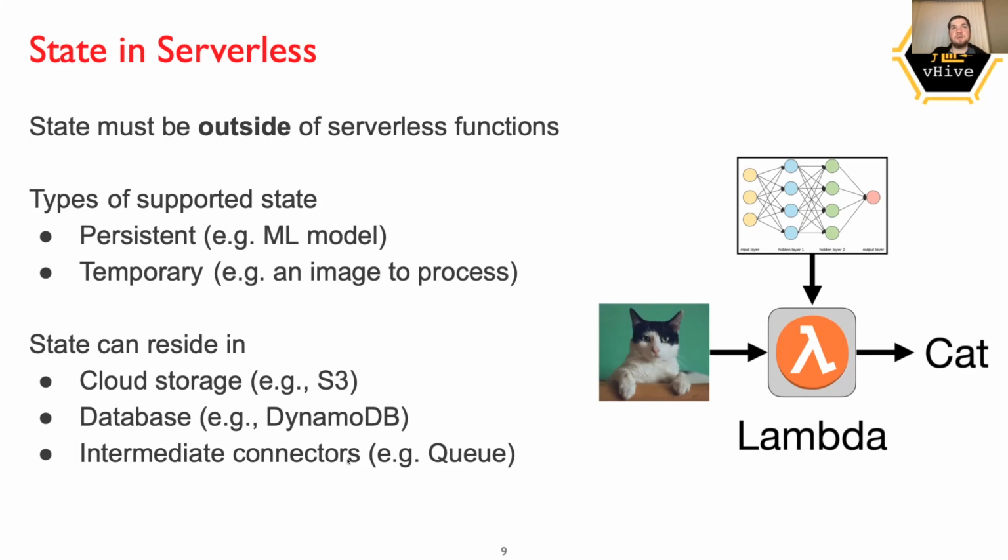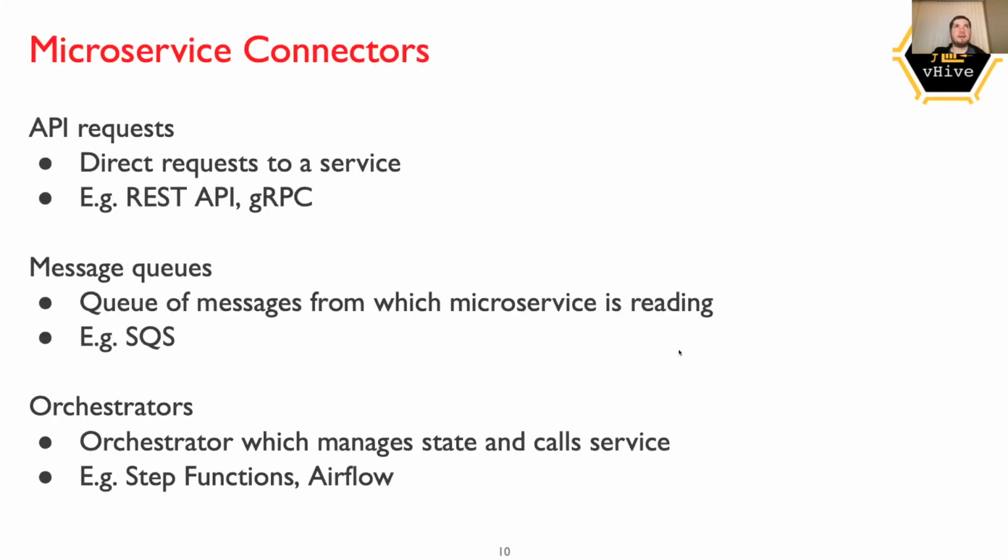Let's take a closer look at the different types of connectors, and how we can connect Lambdas together and Lambdas with other services. First option, API requests, for example REST API or gRPC. Next is message queues. And finally, orchestrators, which manage state and call different services.